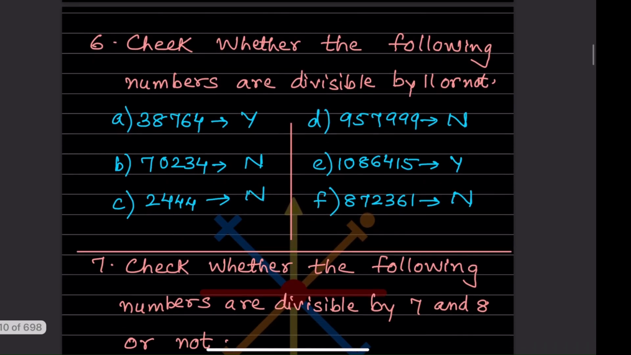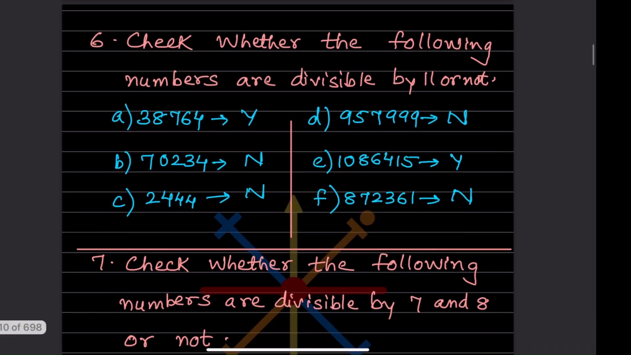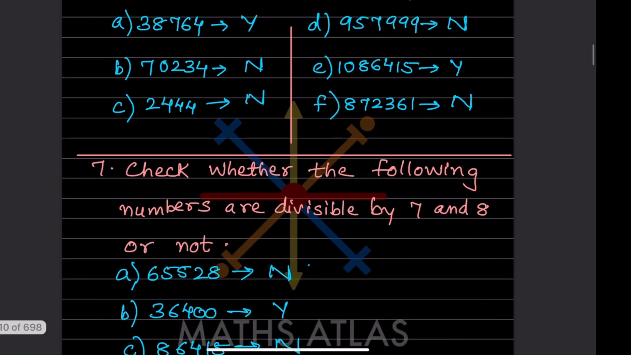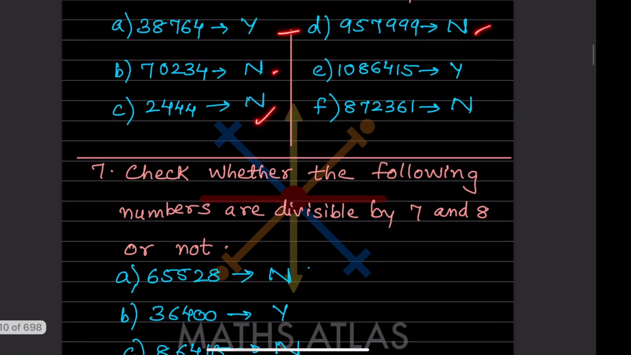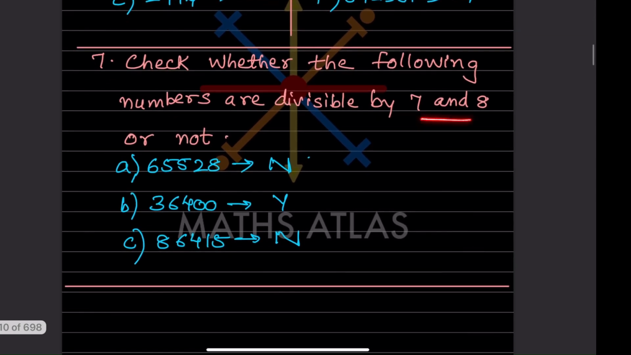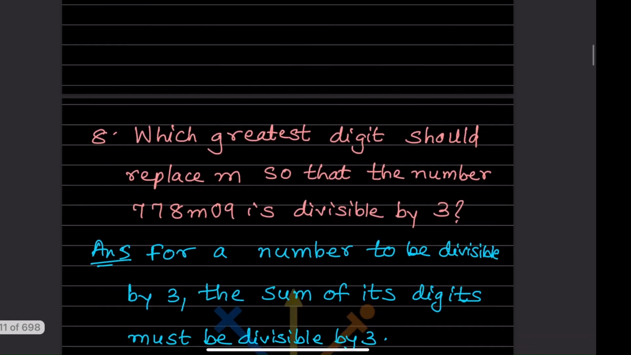Now check whether the following numbers are divisible by 11 or not. Here you can use the divisibility rule of 11, or again you can check by dividing by 11, and if the remainder is 0, that means it is divisible. So you can check, the answers are given over here. Now again for 7 and 8. Here we have to check for both. You have to divide by 7 and you have to divide by 8, and only if both of them are divisible, then you write yes, otherwise you write no.